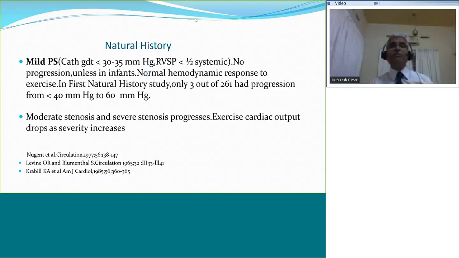In the first natural history study of 5 congenital heart lesions, only 3 out of 261 cases progressed to moderate PS. So mild PS in the older child generally doesn't progress. If at all, it progresses to moderate PS. Whereas moderate stenosis and severe stenosis can be expected to progress. And in severe PS, the exercise cardiac output drops as the severity increases.